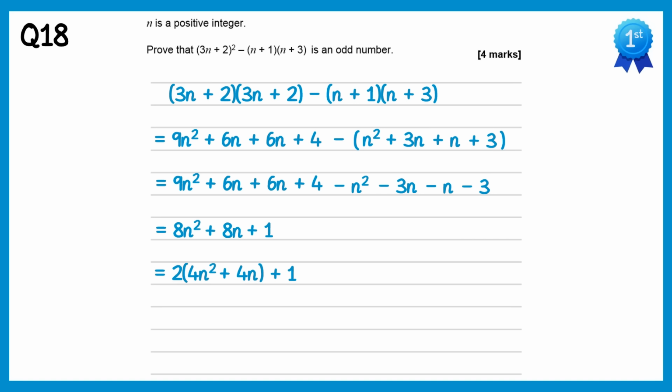Now that we've written it in this form, we can show it's an odd number. Since n was an integer, this whole bracket here must also be an integer. So what we have is 2 times an integer, which of course is even, and then we add 1 to it, and even plus 1 is odd.